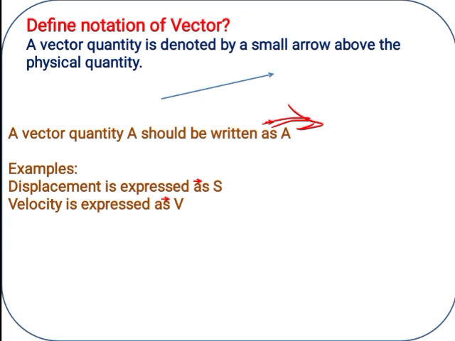Displacement and velocity. S is the notation for displacement and V is the notation for velocity. If we are expressing displacement and velocity in vector form, then how do we write them? This is the procedure of writing a vector quantity. How do we read that physical quantity? Vector S or vector V. In this way we have to read vector physical quantities.